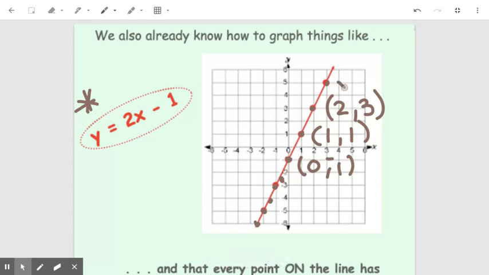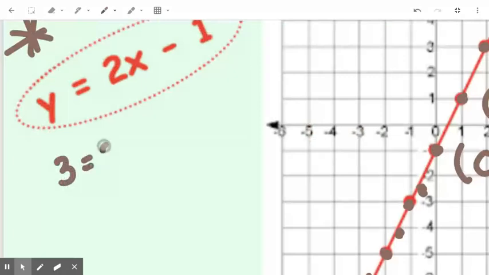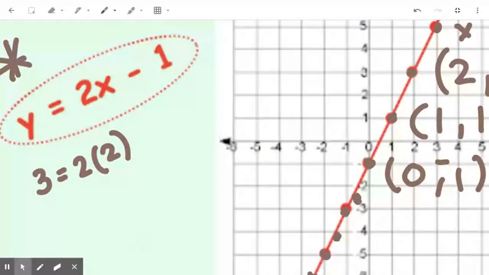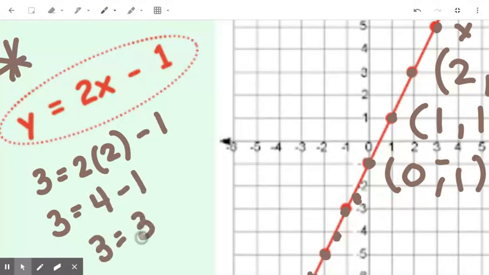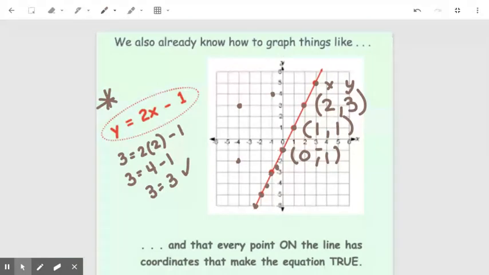For instance, if I put 2 in for x and 3 in for y, this is what I would get. And I know that 3 is equal to 4 minus 1. That's true. That's a solution. And that would be the case with any point at all on this line. So all of the points on the line are solutions. If I pick any point that is not on the line, it is not a solution. That's the meaning of the graph. That's how it works.